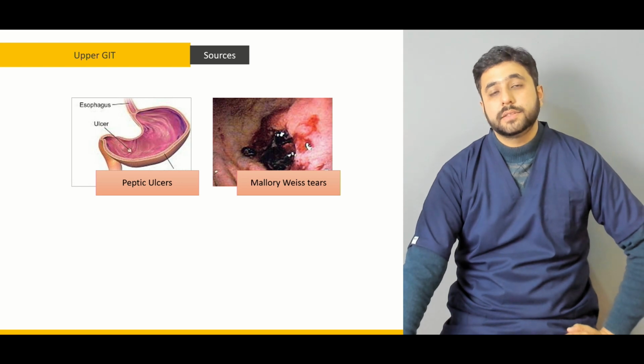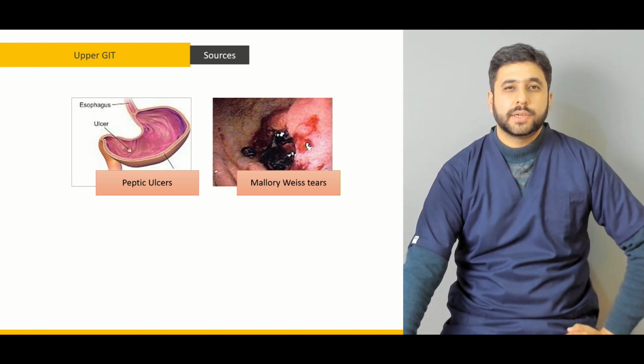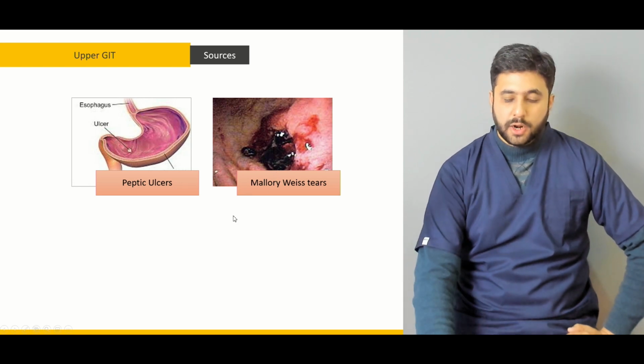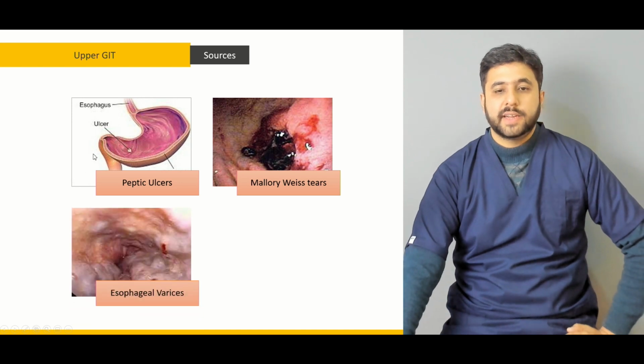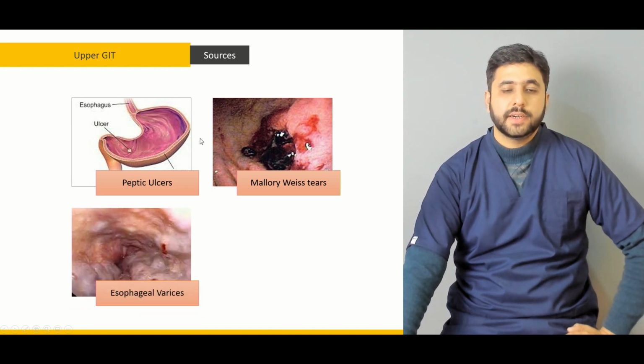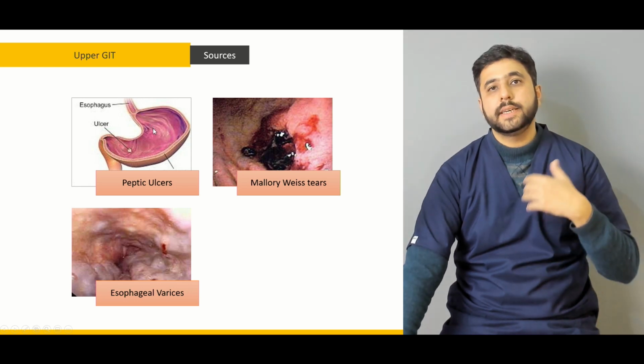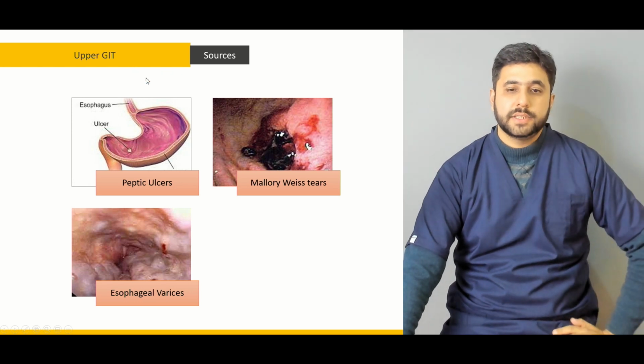And if there is some profuse bleeding, then we have to do some endoscopic interventions to fix these Mallory Weiss tears. So these peptic ulcers and Mallory Weiss tears, along with the esophageal varices, these three constitute about 75 to 80% of the causes of upper GI bleeding. So these are the ones to rule out first, and these are the ones that can cause life-threatening hemorrhage. So we have to study them in detail and remember them in context of the upper GI bleeding.